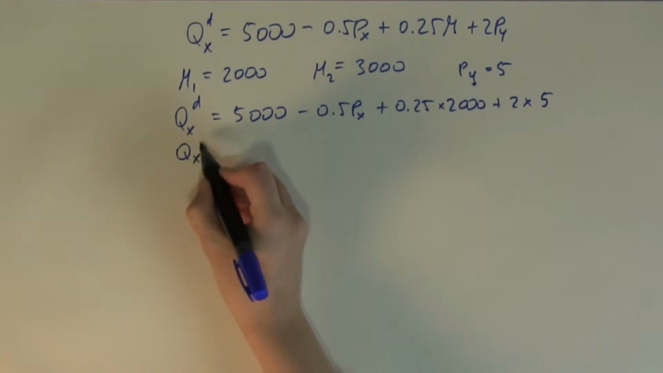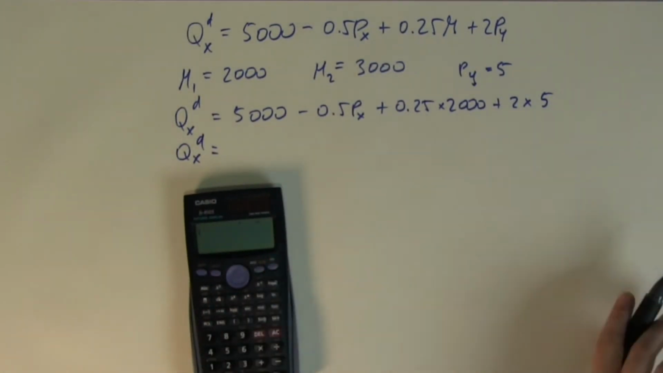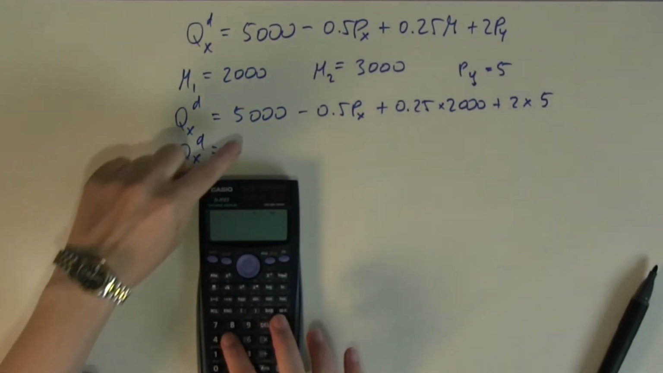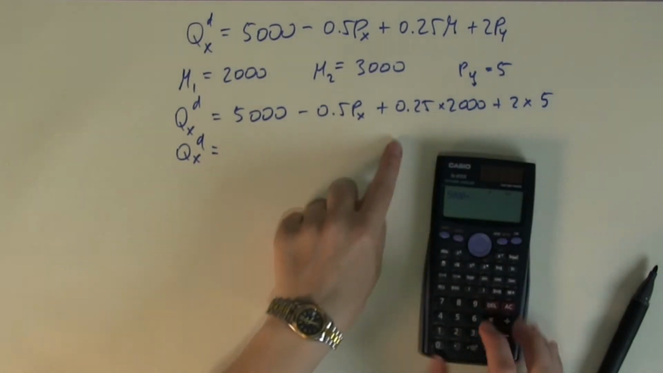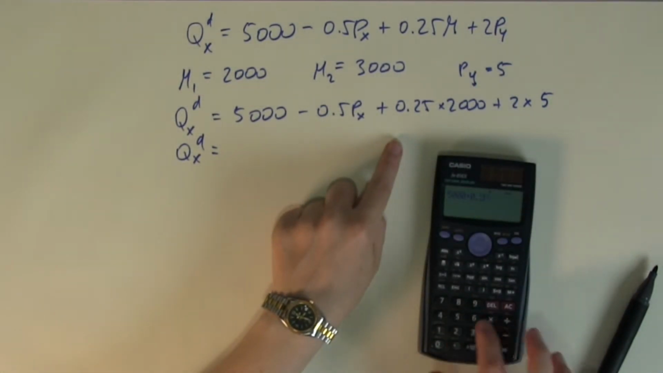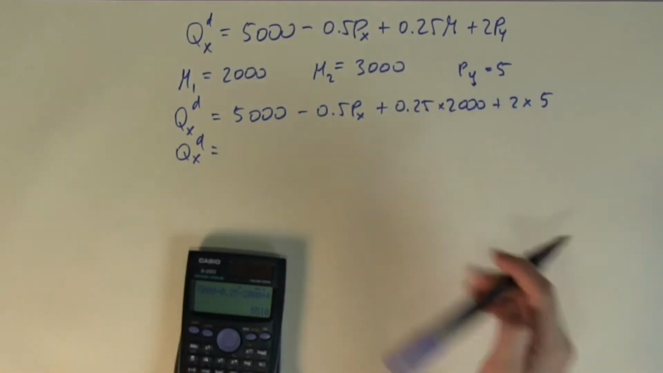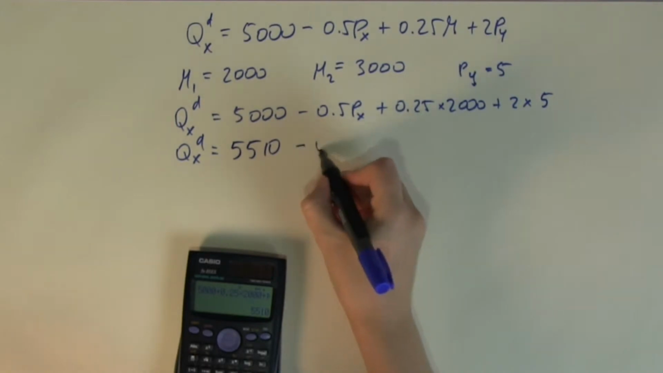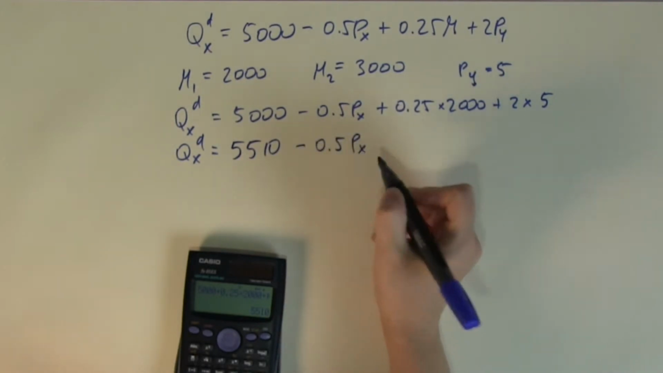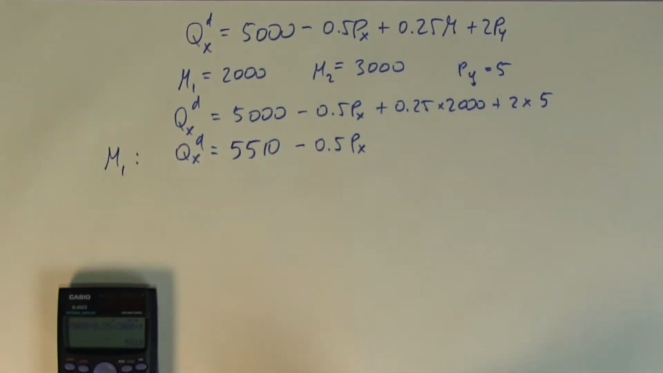So I can bring the numbers together and use the calculator to do the calculation quickly for me. So the first number is 5000. I have to add 0.25 times 2000 to it, plus the 2 times 5. So I ended up with having 5510 minus 0.5Px, and that was the first case. That's the case of the m1.